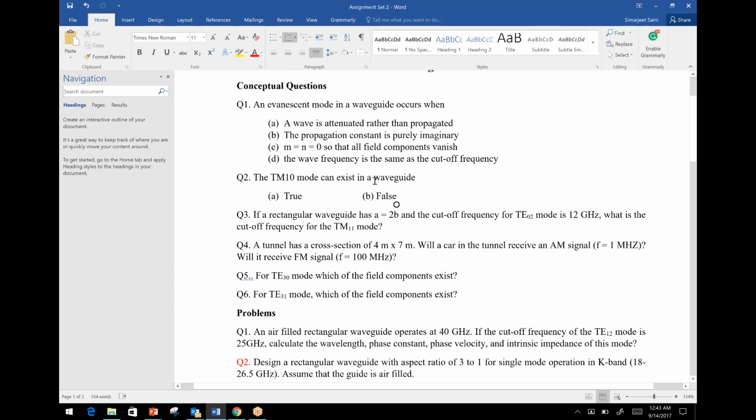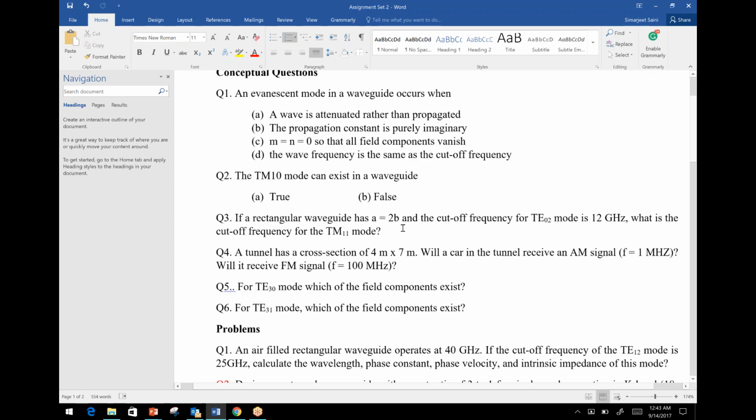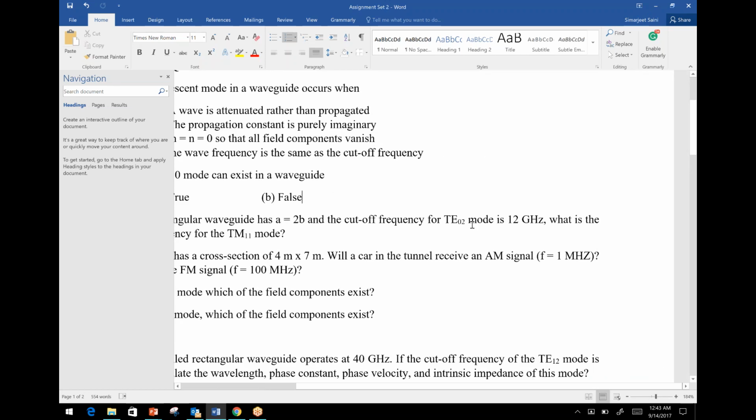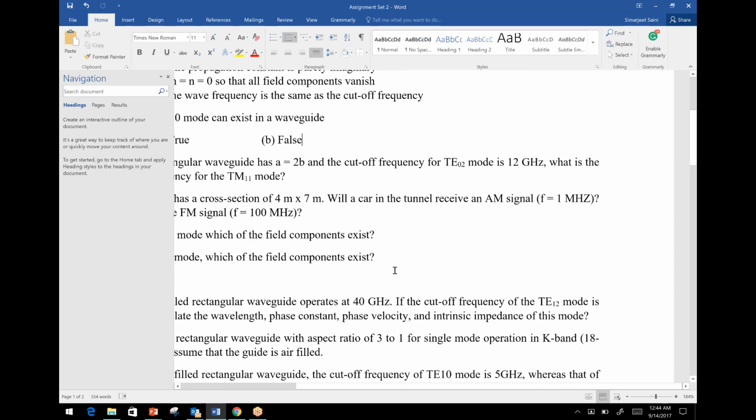Can a TM10 mode exist? I hope everybody answers that correctly. Question 3 is, if a rectangular waveguide has a equal to 2b and the cutoff frequency for the TE02 mode is 12 gigahertz, what is the cutoff frequency for the TM11 mode? As soon as you know that, you know what the TE01 mode would be: 6 gigahertz, half of that.